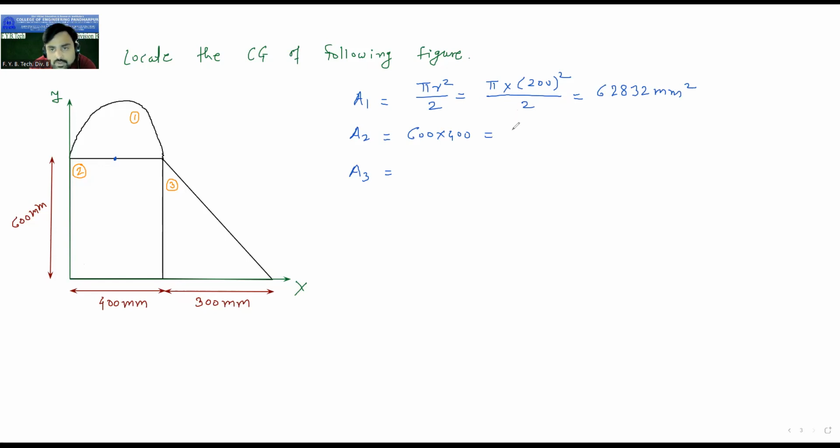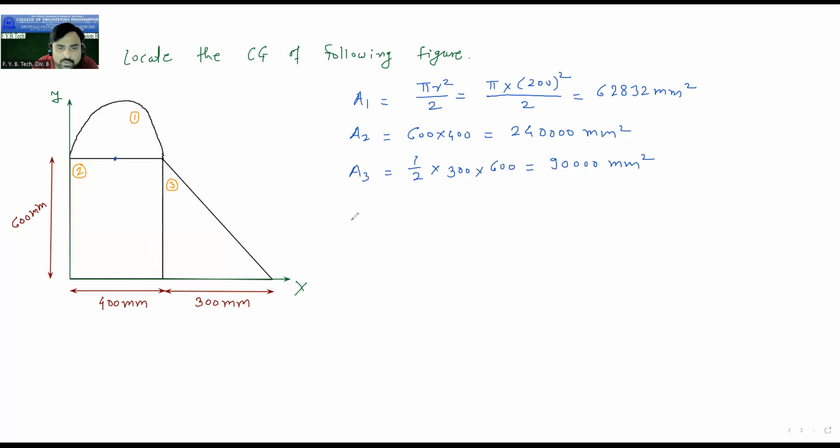240000 mm square. And then a3 is the triangle. So half into base into height, half into 300 into this height is 600. So what is the area a3? 90,000 mm square. So this is a1, a2, a3.